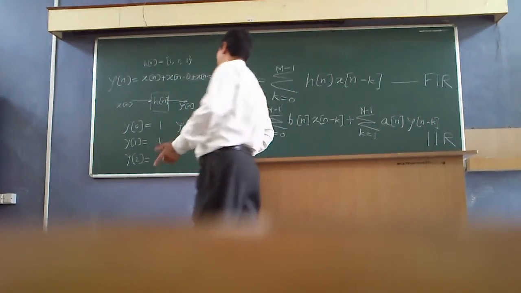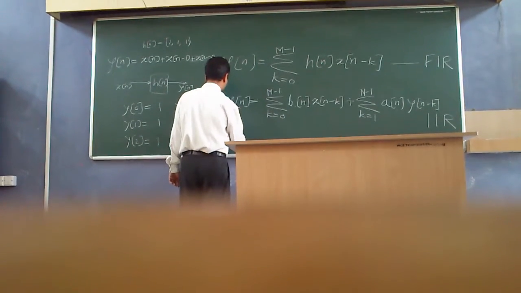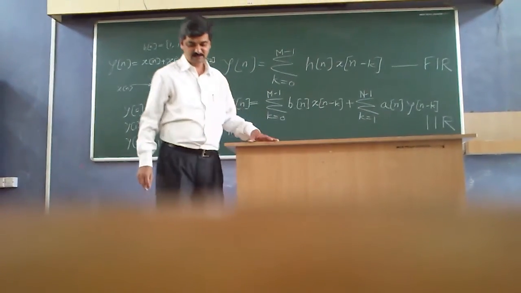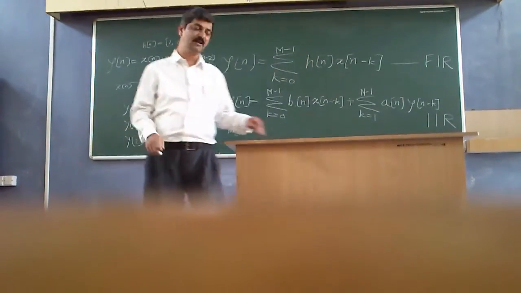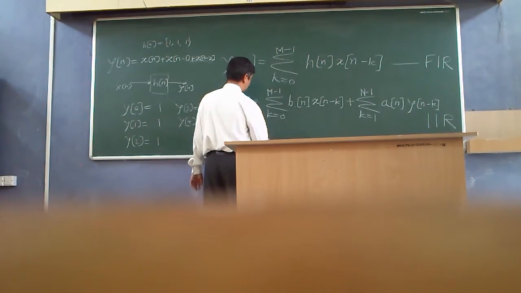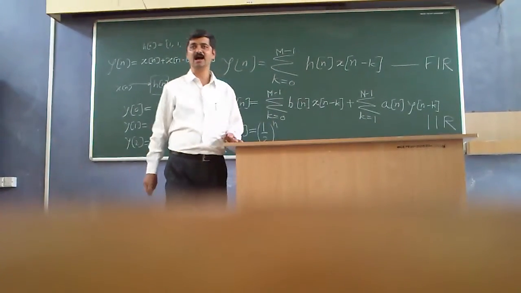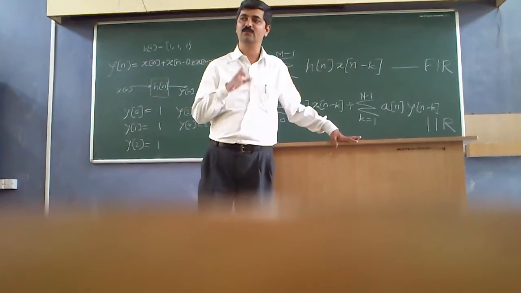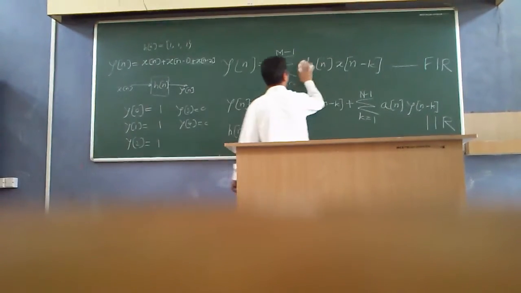Now let us take next example. h_n is equal to, obviously when n is less than 0, h_n has to be 0 every time. h_n is equal to what we can consider half raised to n, and obviously for less than 0 it is 0. h_n is half raised to n, means what? What is my y_n? y_n is, how can you write it in this form? x_n into h_n.